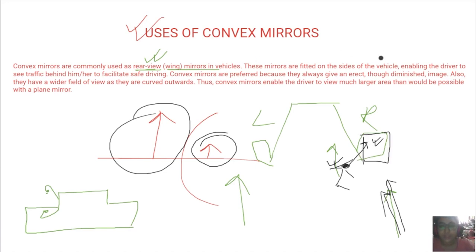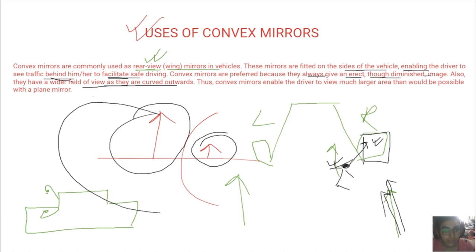So the mirrors are fitted on the sides of the vehicle, enabling the driver to see traffic behind him or her to facilitate safe driving. Why are they preferred? Because they always give an erect, although diminished, image. Also, they have a wider field of view as they are curved outwards. Thus, convex mirrors enable the driver to view a much larger area than would be possible with a plane mirror.